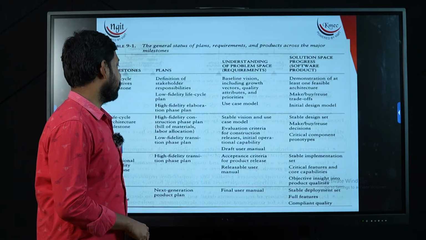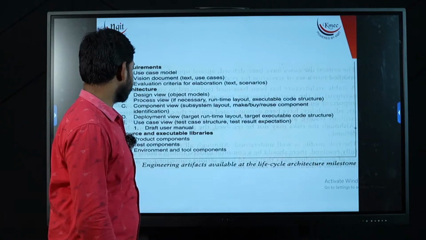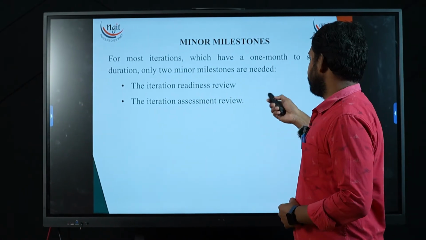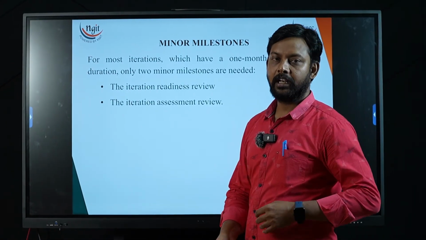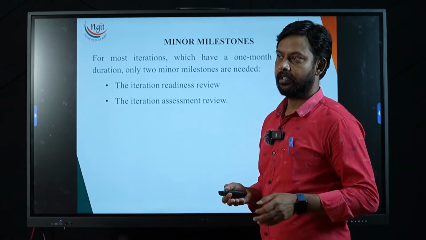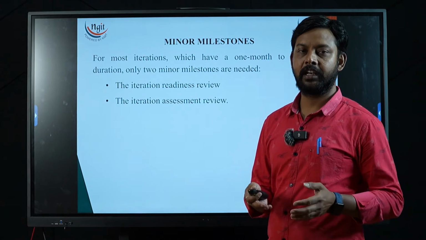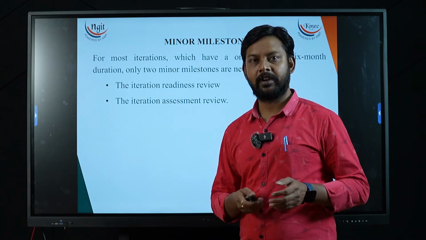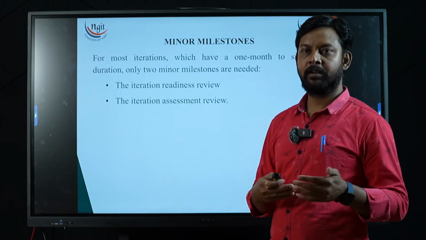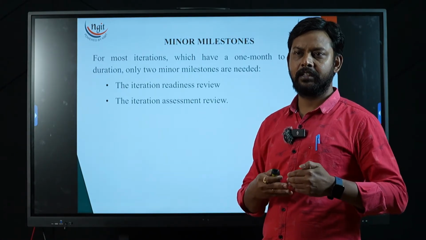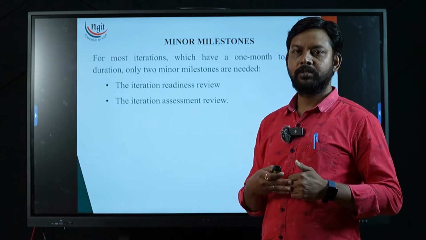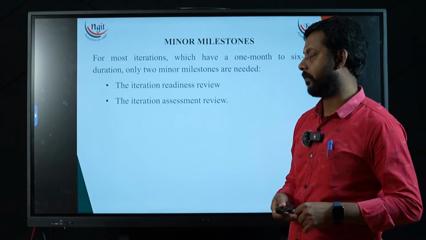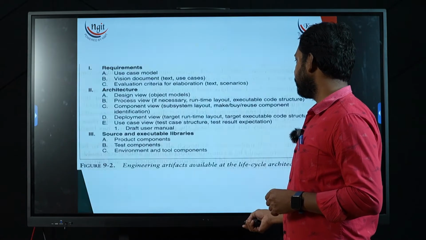The second type of milestones we have is your minor milestones. Minor milestones occur at least once or twice in each and every major milestone. Your minor milestone period ranges from 1 to 6 months. Within this 1 to 6 months, you can plan around 1 or 2 different milestones for your minor milestones, which you can see here.